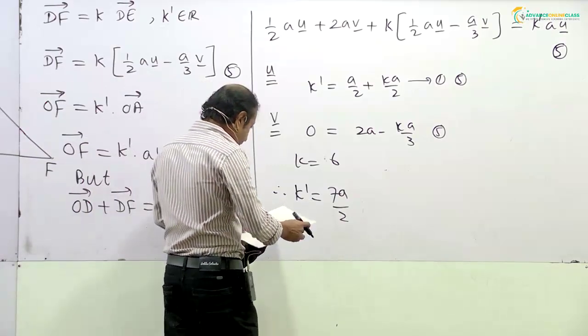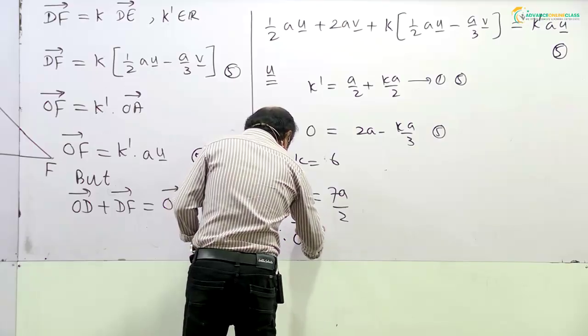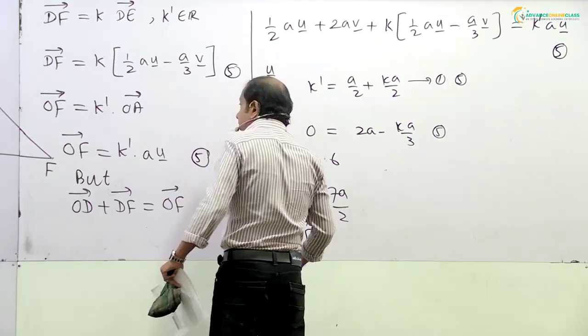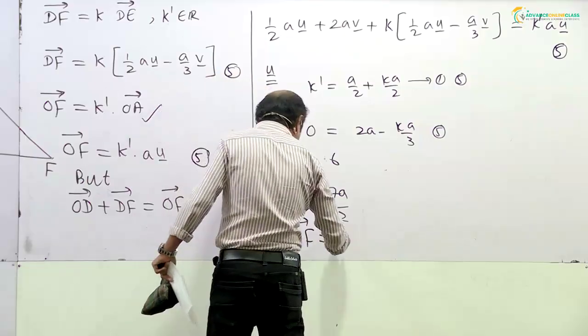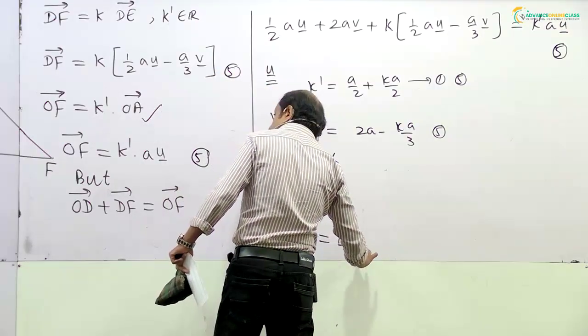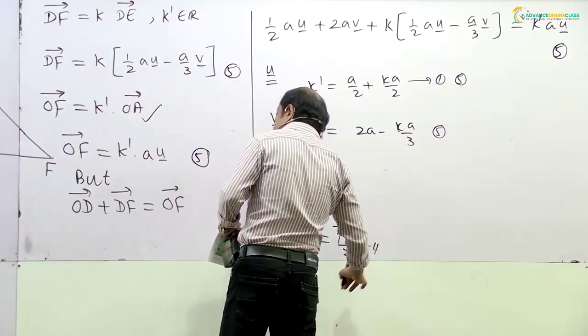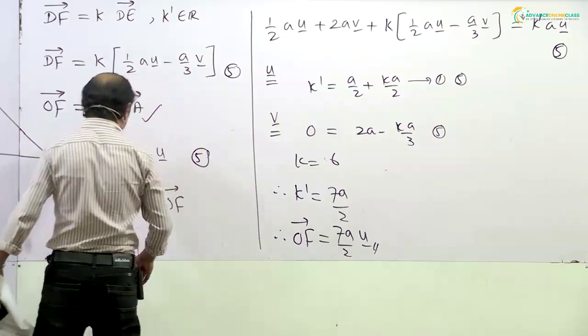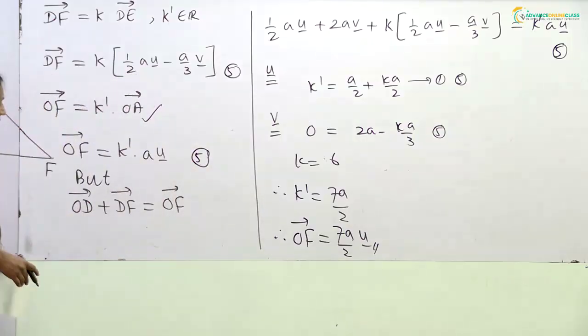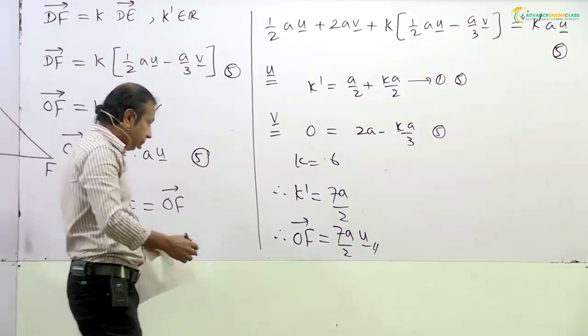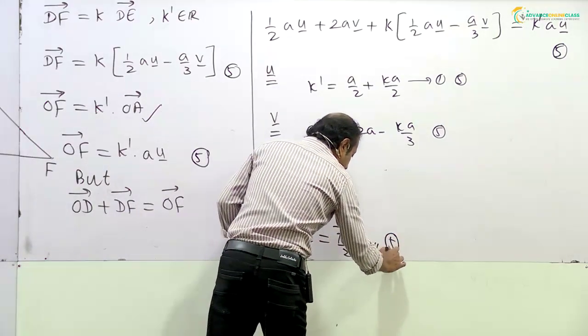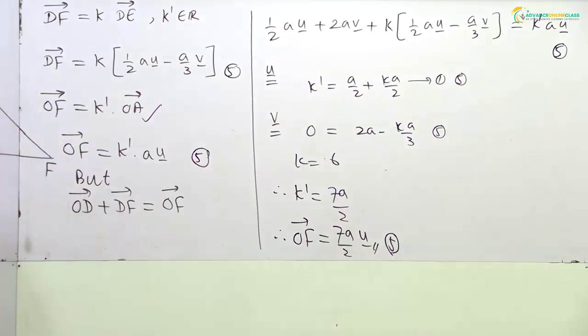Okay. Then final answer, therefore, OF. OF vector we get. OF vector is what, people? K dash OA, 7A by 2 OA. Right? That is the answer for that, 5 marks. That's a vector question. I have to think a little bit. Think a little bit.